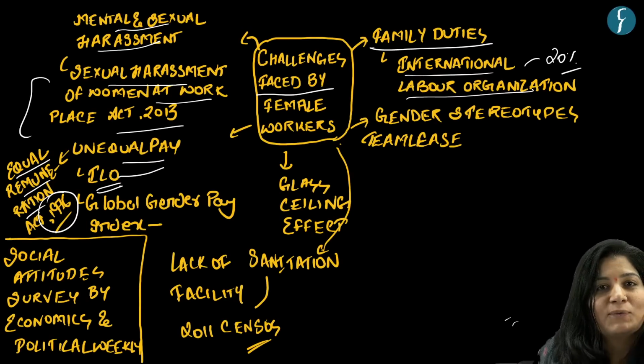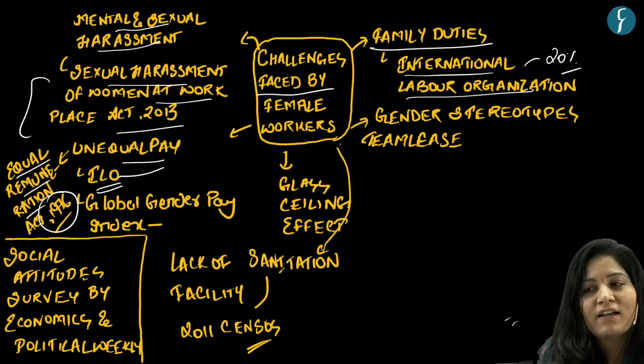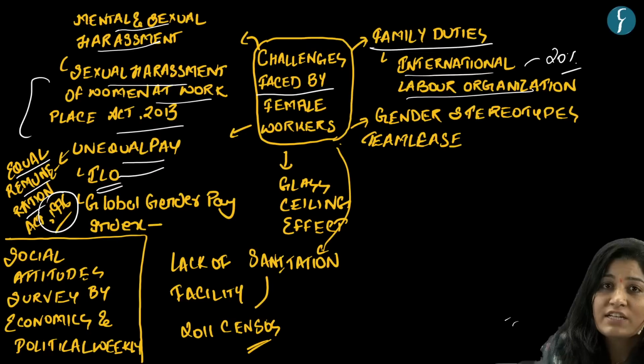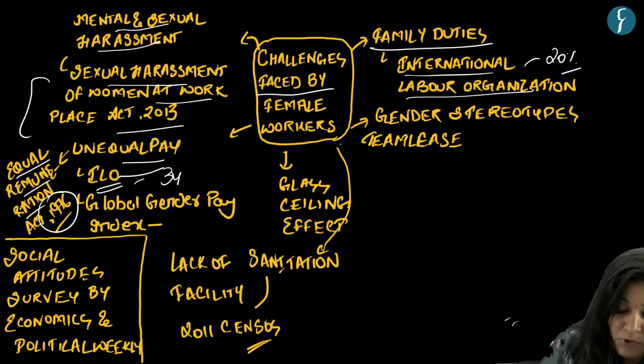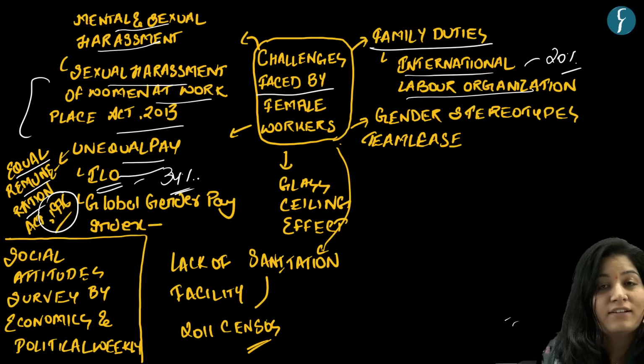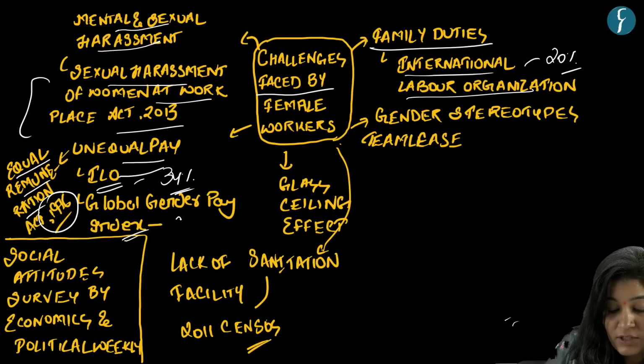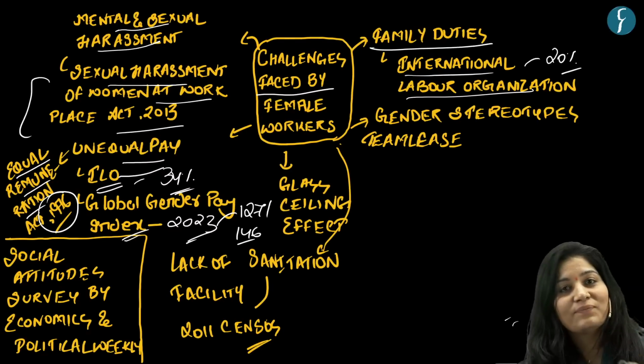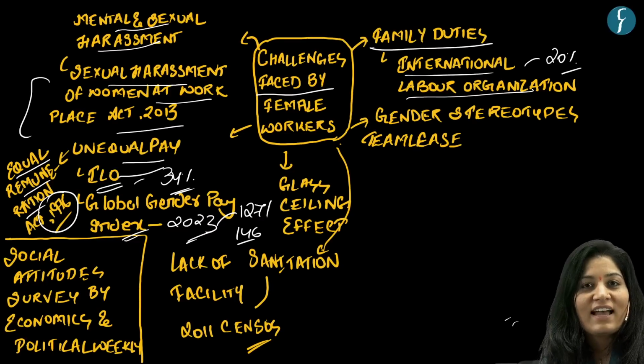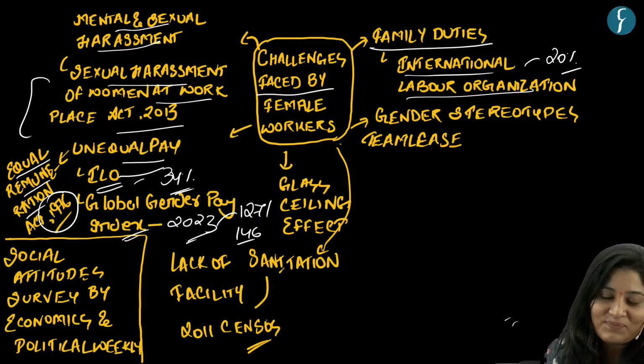According to ILO, India stands among the bottom five nations with a gender wage gap of 34%. And according to the Global Gender Pay Index 2023, India ranks 127 out of 146 countries. And the reason is patriarchal mindset.